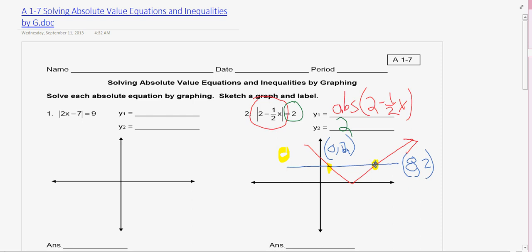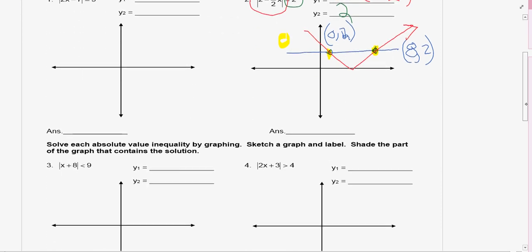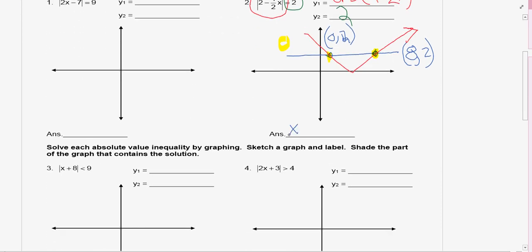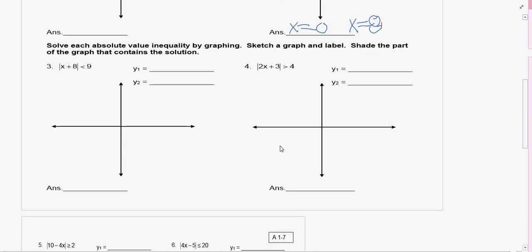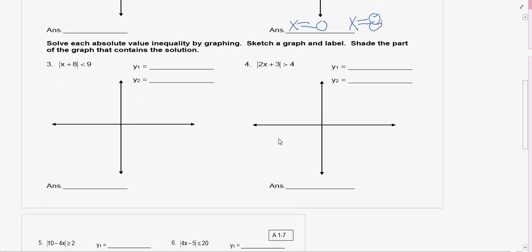That's right here. So the answer they're looking for is simply when x equals 0 and x equals 8. We're just concerned with the x coordinate. Okay, let's take a look at one of these other 2 problems. Let's take a look at problem number 4.